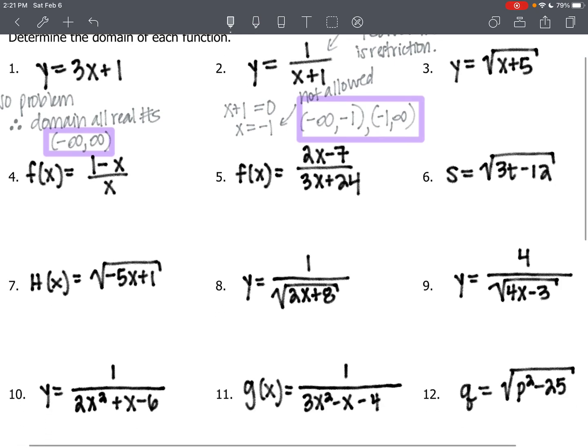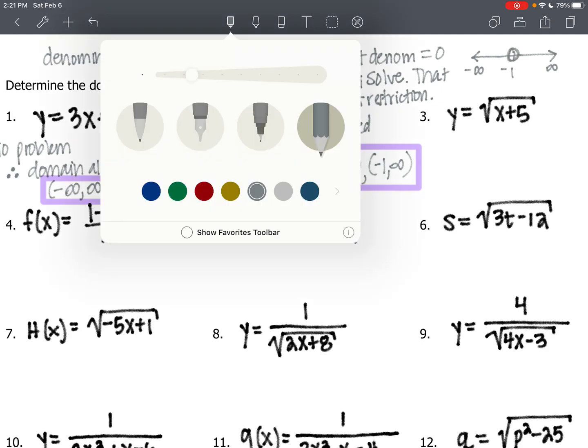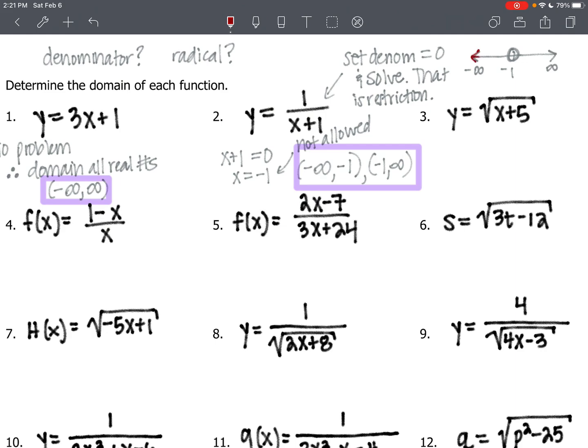Let me draw this for you real quick. Negative infinity to positive infinity, but negative 1 is not allowed. So you can see that open circle there. So we'll have negative infinity to negative 1 with a parenthesis, and then negative 1 to infinity with a parenthesis.